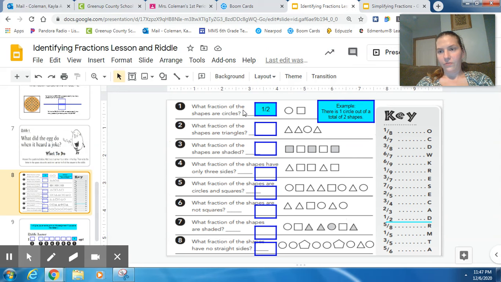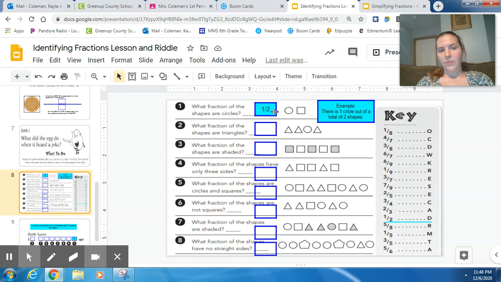I did number 1 for you. So number 1 asks, what fraction of the shapes are circles? So I'm going to look at these 2 shapes. I know that there are 2 total shapes. That's how many total pieces there are. That's going to be in my denominator. That's the number that goes on the bottom.